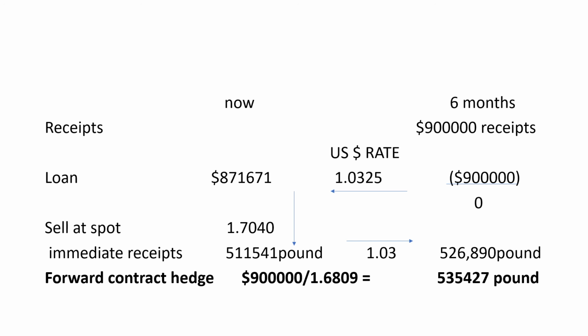So if we take this amount as a loan, in that case we'll convert this amount into pound sterling at the spot rate. So we will get 5,11,541 pounds, and the rate which we will be getting on a deposit is 3%. So when we multiply this 5,11,541, we will receive 5,26,890 pounds. So 5,26,890 pounds would be the amount we'll receive if we are hedging this.